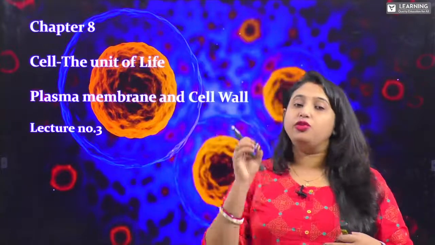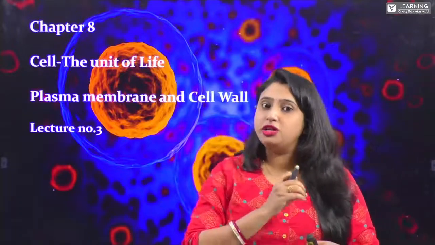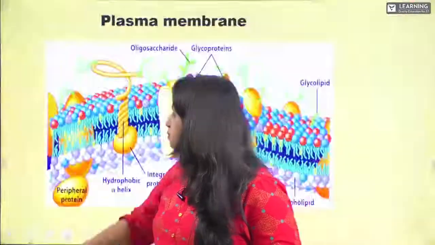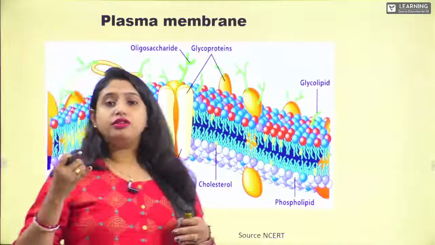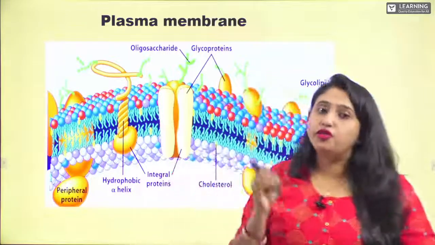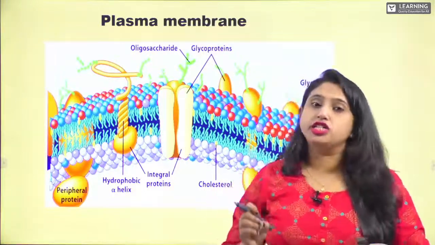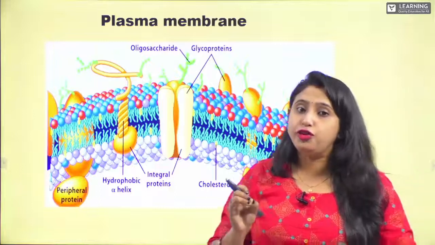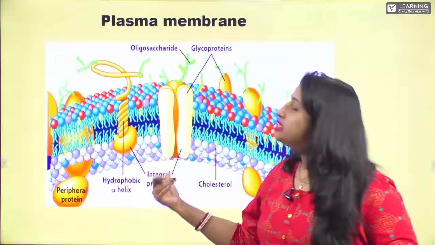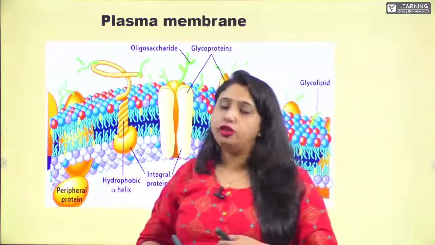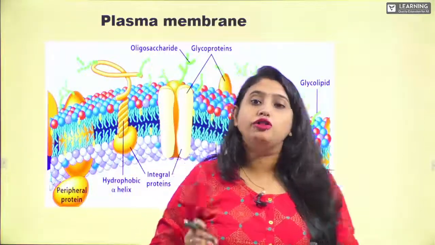The first thing we will see today is the plasma membrane and the cell wall, which is your lecture number 3. So what do you mean by this plasma membrane? The plasma membrane is the outer surface of the cell, which provides support and protection to the cell, and it is a living cell. As you can see in this picture, this is the accepted model of the plasma membrane. There were various scientists who have given various models of the plasma membrane.